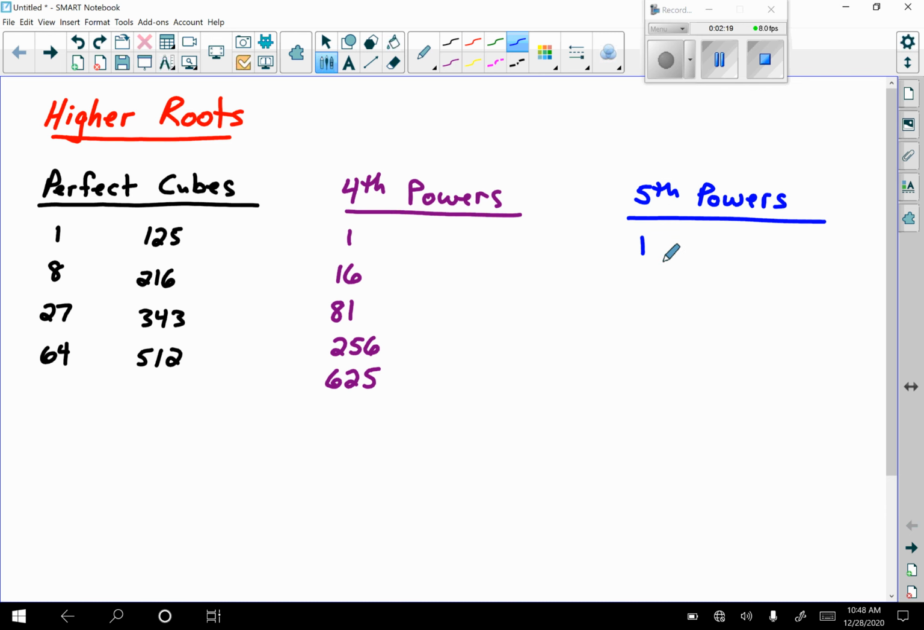Again, 1 to the fifth is 1. 2 to the fifth, all we really have to do is go back to the previous one. So it's just 16, because that's 2 to the fourth, multiplied by another 2. So 2 to the fifth is 32. 3 to the fifth is 243. And we'll just do 4 to the fifth, which is actually 1024.